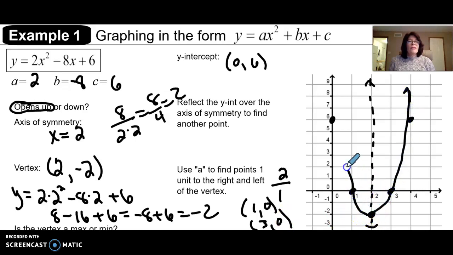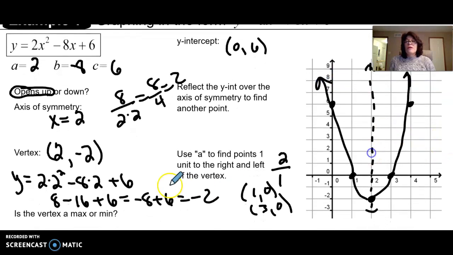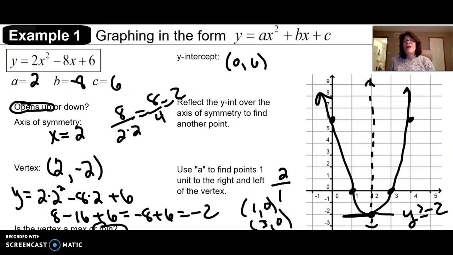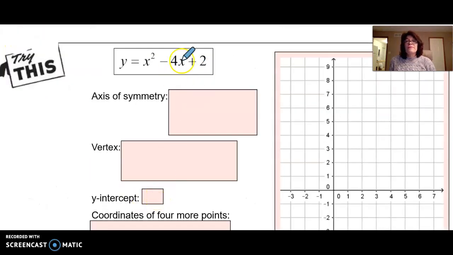Okay, so you can see the parallels, the similarities of what we did before. Let's see, the vertex looks like a smiley face, doesn't it? My vertex is a minimum because I was opening up. Okay, if they ask me for the range, I would say y is going to be bigger than or equal to -2 all the time. Every y coordinate is going to be bigger than or equal to -2. That's how you graph in standard form.